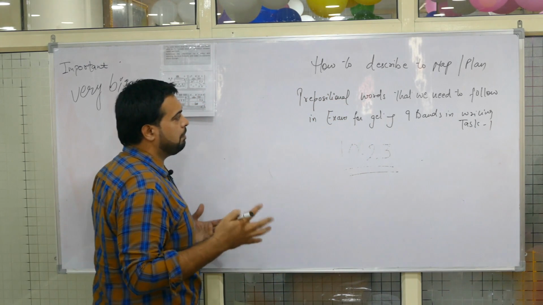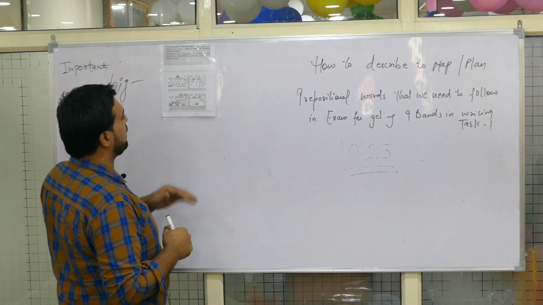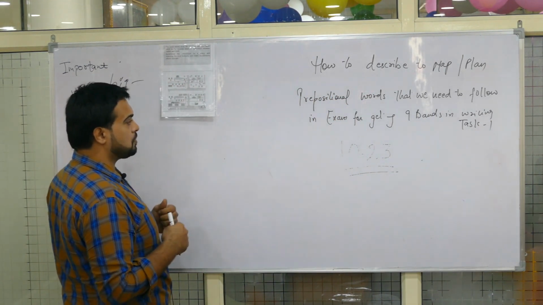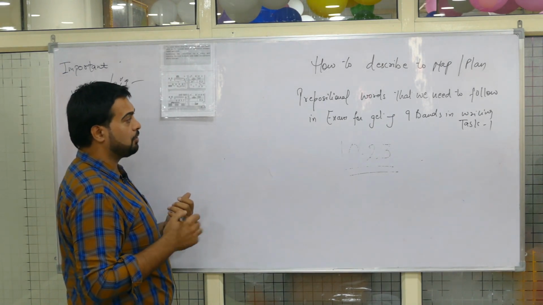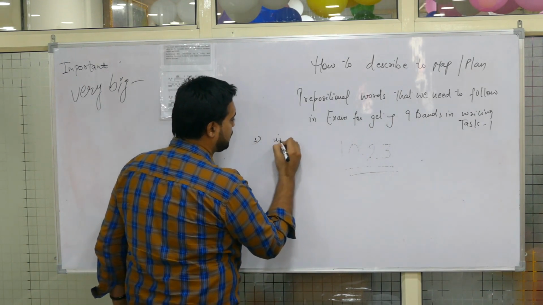So what are the prepositional words, and how can you describe each and every phenomenon of this graph to boost your score in your examination? These are very important for the examiner to go through. So number one, we need to write: in front of.